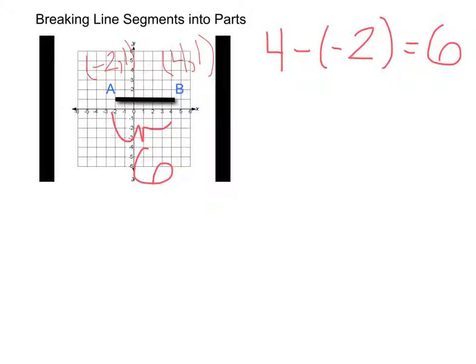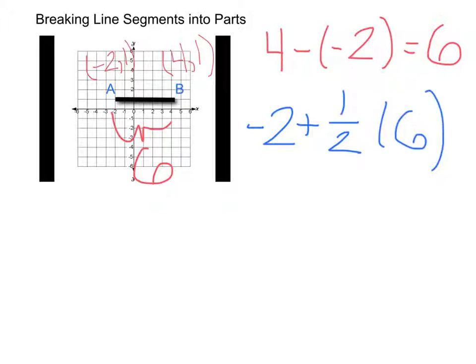Now I have two choices. I can look at this -2 here, and I can say -2 plus 1/2, and I'm writing 1/2 because I'm talking about the point that's halfway in between A and B, and I can multiply that by 6. That's going to get me -2 plus 3. It's going to get me +1.